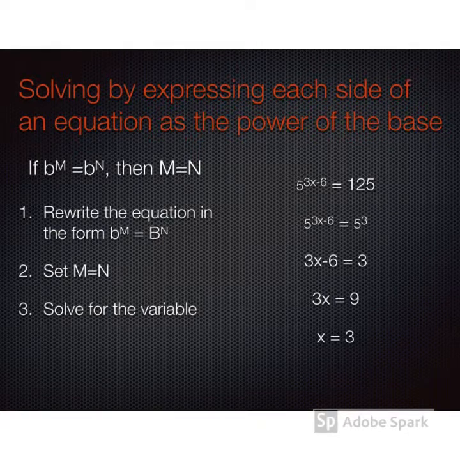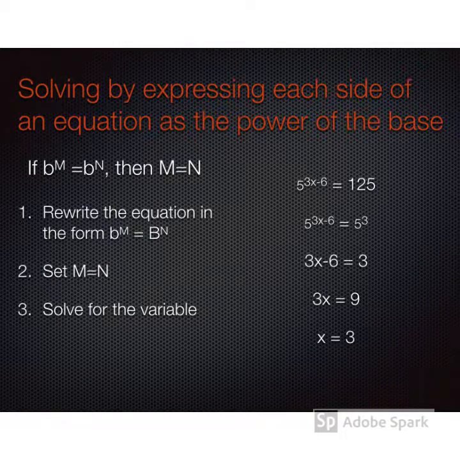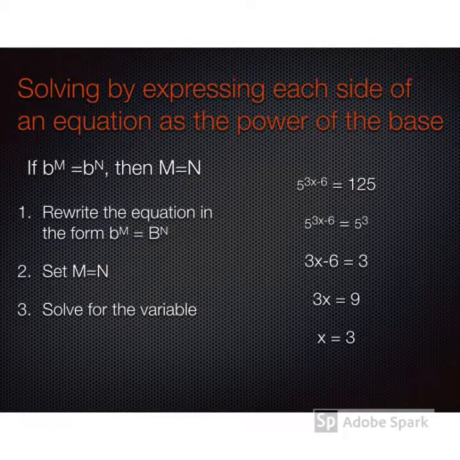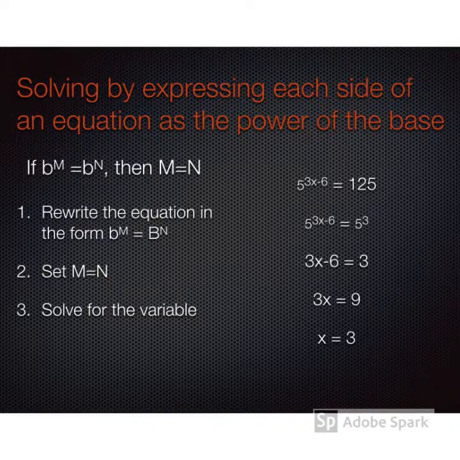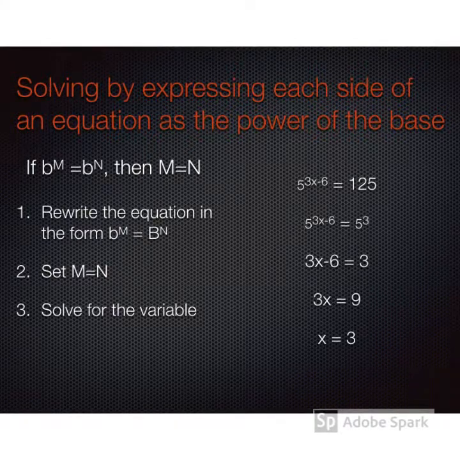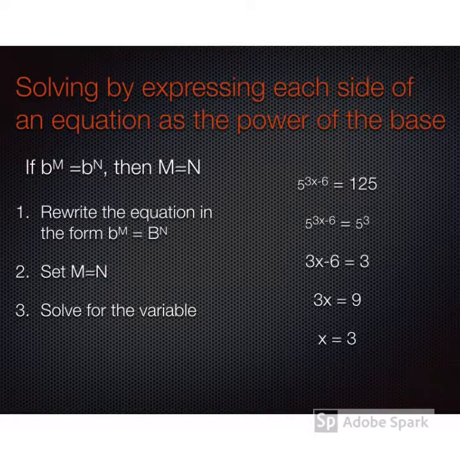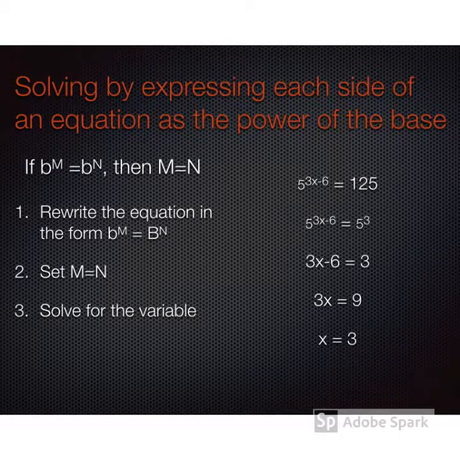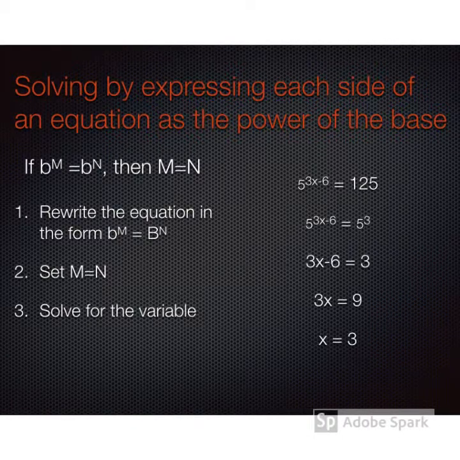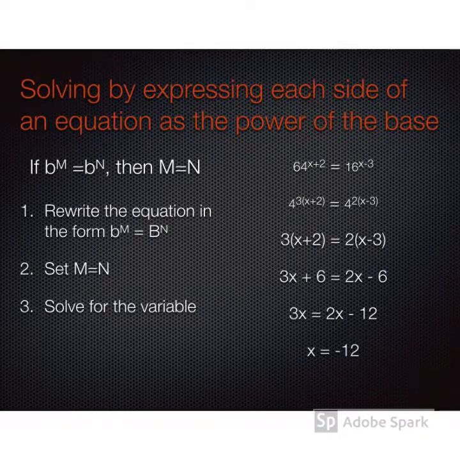So our example problem on the right is 5 raised to the 3x minus 6 equals 125. So it's really not set up in the format of b to the m equals b to the n because we don't have a b to the n on the right hand side. So we get a 5 to the third because 5 to the third equals 125. That allows us to drop the two 5s and bring down the 3x minus 6 equals 3. And we solve for x, and x is equal to 3. That's the answer.